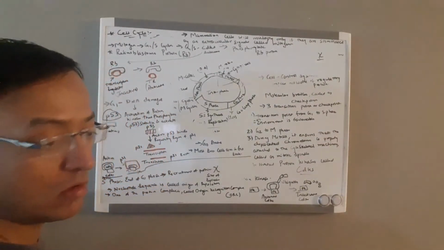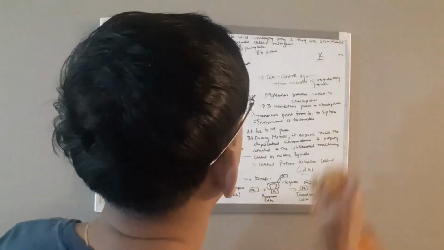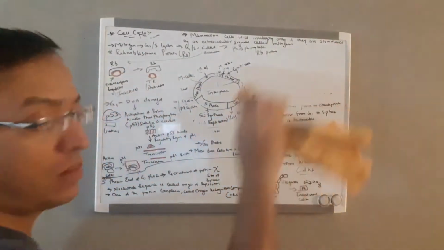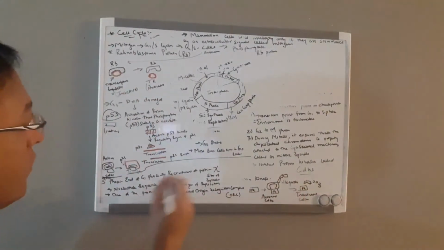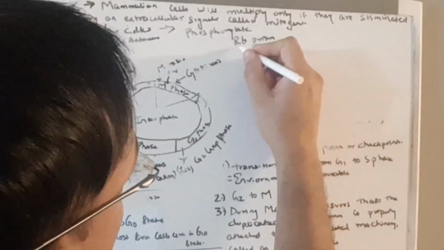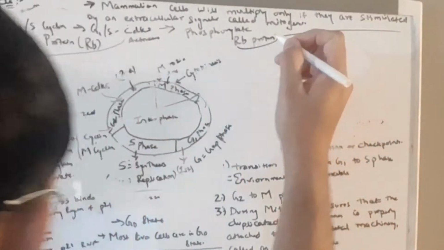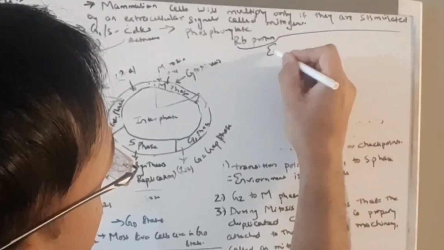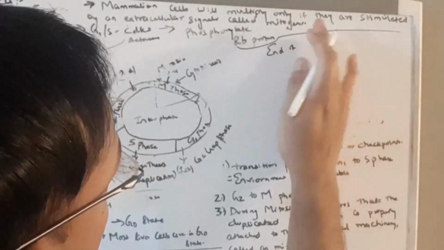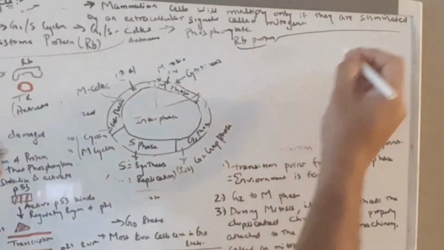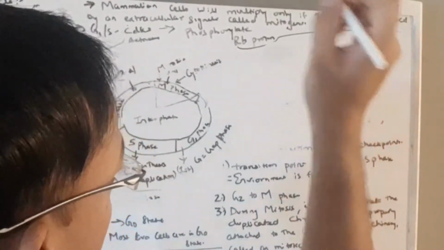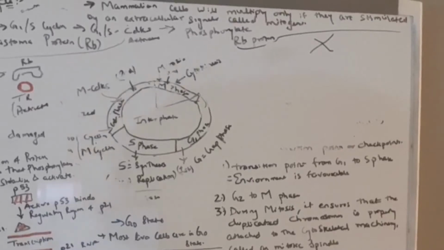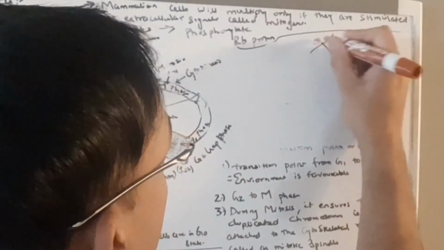So let me draw something maybe. All right, we'll draw here. For example, this is our site, right? And here the protein, we'll use this.